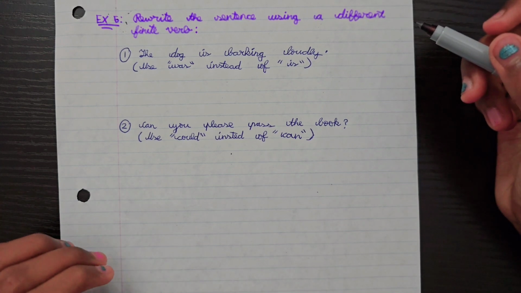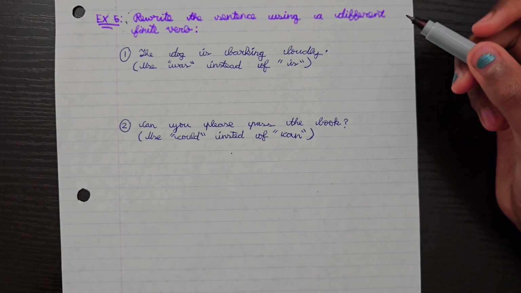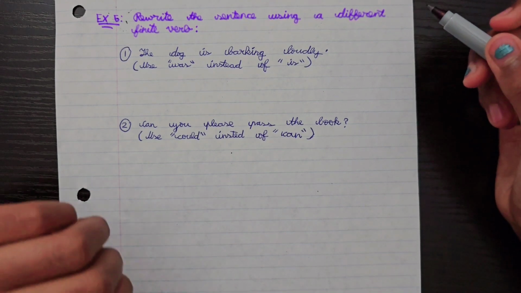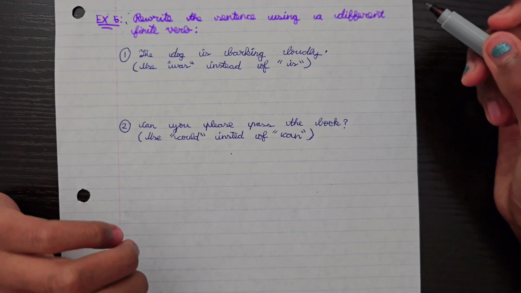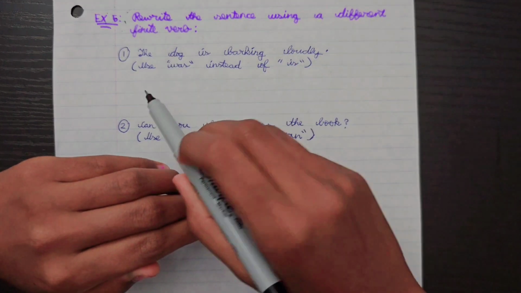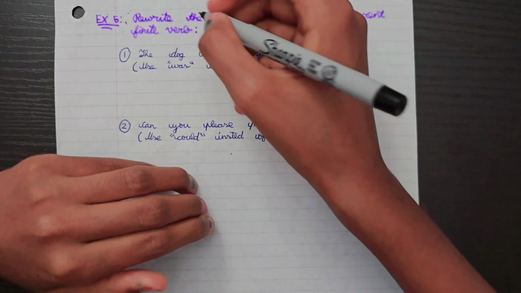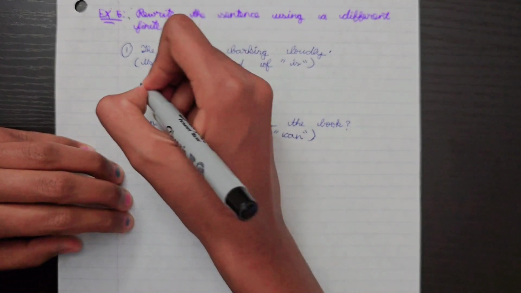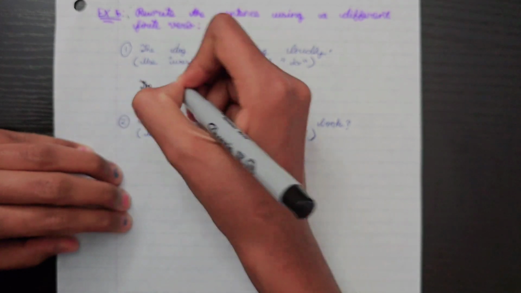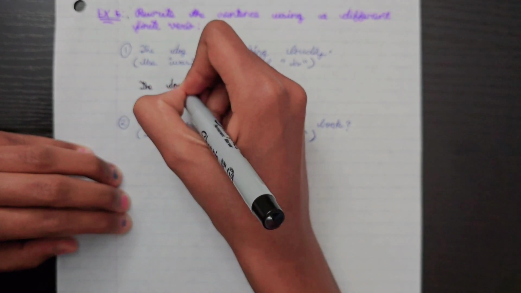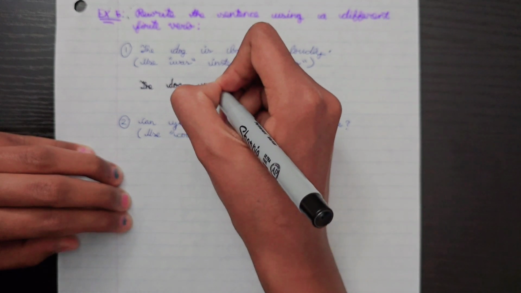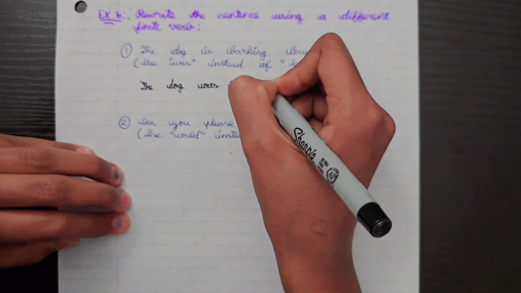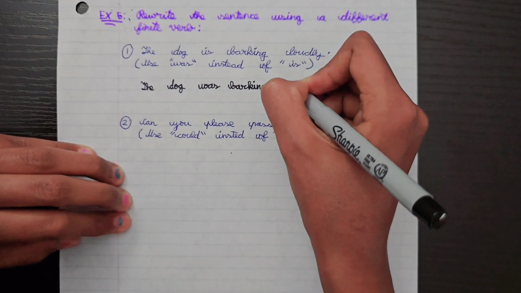Exercise 5. Rewrite the sentence using a different finite verb. They already gave a sentence and a different finite verb. We just had to rewrite it. So the first question, the dog is barking loudly. In this sentence, they said use was instead of is. So there's is, right? You should write was instead of is. So let's rewrite it. The dog was barking loudly.